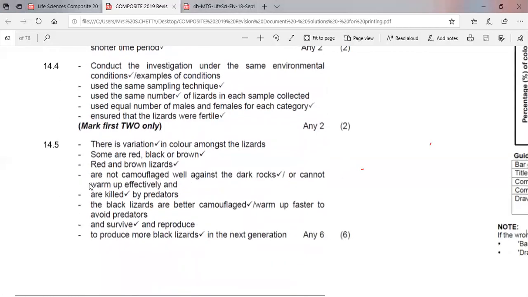How would Darwin have explained that? There is variation amongst the lizards. Some are red, black, or brown. Red and brown lizards are not camouflaged well against the dark rocks and are killed by predators. Black lizards are better camouflaged and survive and produce more and pass this favorable allele to the next generation, producing more black lizards in the next generation.